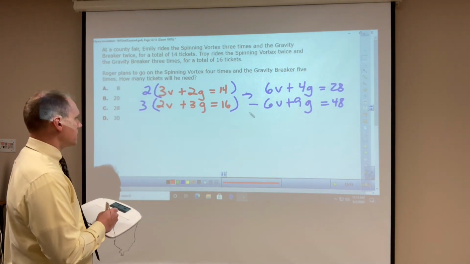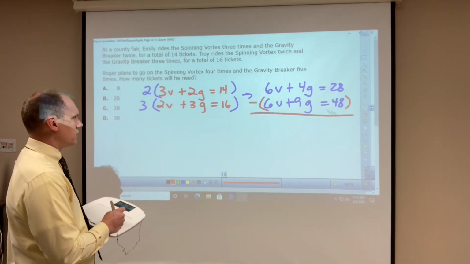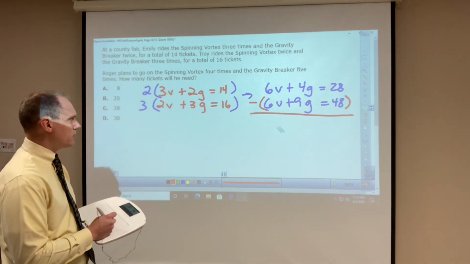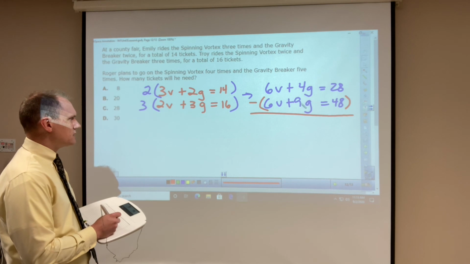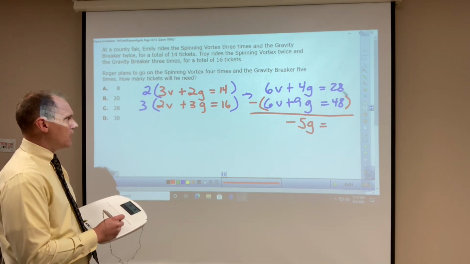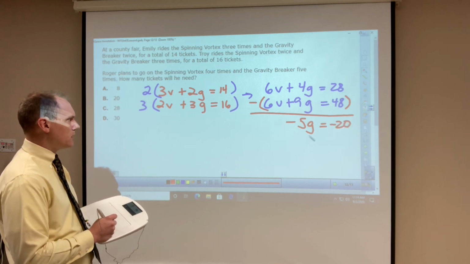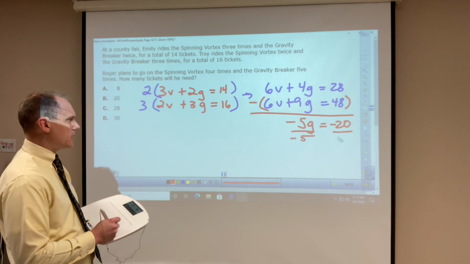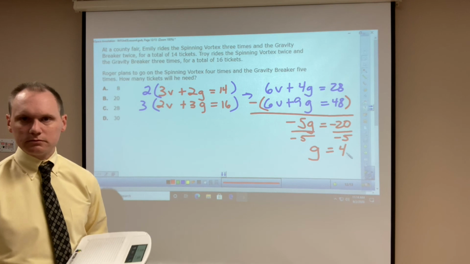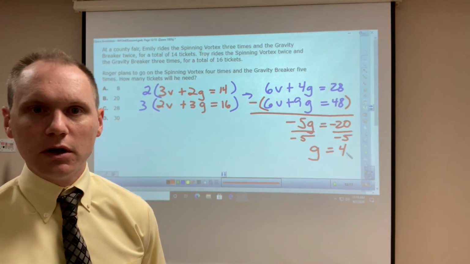Maybe I'll do this in red here. Subtract the whole equation from that whole equation. So 6v minus 6v is 0. 4g minus 9g is negative 5g. And then 28 minus 48 is negative 20. So dividing by negative 5 on both sides gives us a value of g of 4. Which, if you remember from last video, that took us a long time to get to that point.